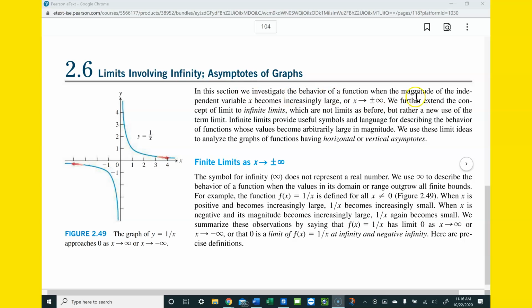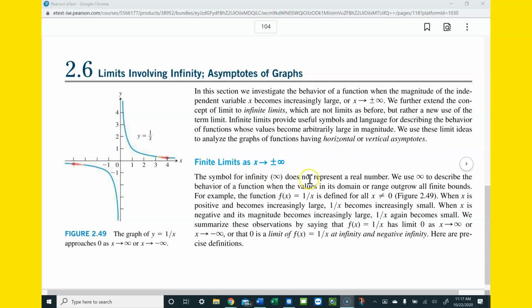All right, in this section, we investigate the behavior of a function when the magnitude of the independent variable x becomes increasingly large, or as x approaches positive or negative infinity. We further extend the concept of limit to infinite limits, which are not limits as before, but rather a new use of the term limit. Infinite limits provide useful symbols and language for describing the behavior of functions whose values become arbitrarily large in magnitude. We use these limit ideas to analyze the graphs of functions having horizontal and vertical asymptotes.